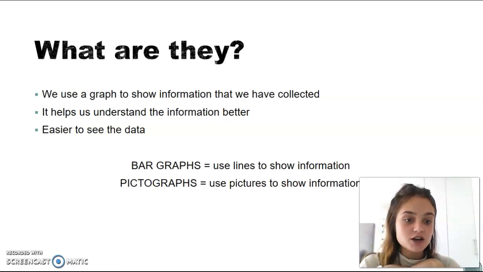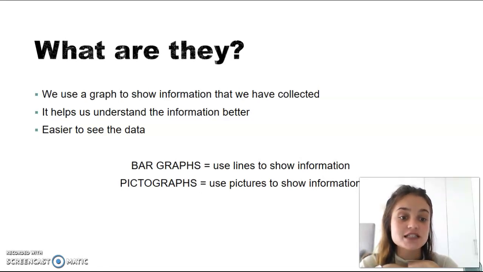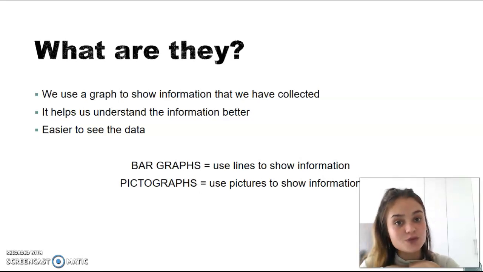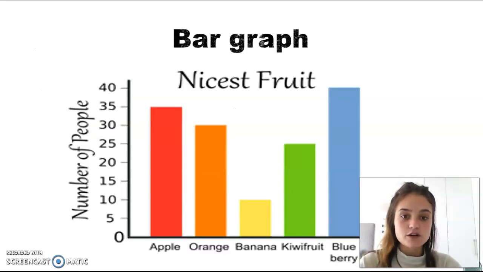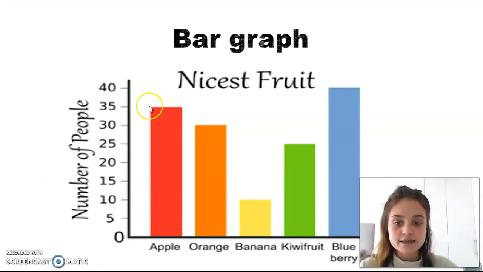So we use bar graphs and pictographs to help us understand the information and the data. The data is what's collected. Data is another word for information that has been collected. So we have bar graphs and pictographs that we're working with today. And bar graphs use lines, which I will show you now, and pictographs use pictures in the graph. So let's have a look. This is a bar graph, boys and girls, and you can see over here, these are the bars I'm talking about. They use straight lines.